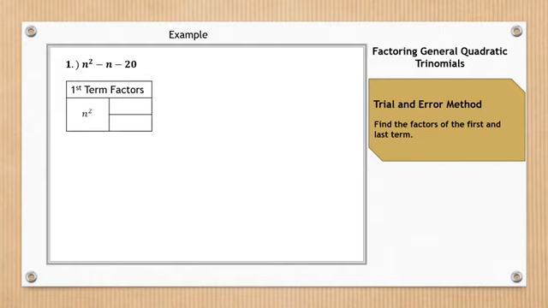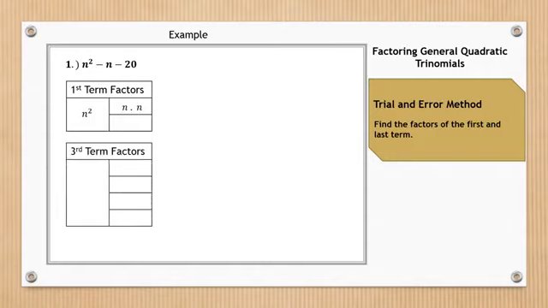So, factors of the first term, n squared, so you have n times n. Next, write down all the factors of the last term or the third term, that is 20. So you have 20 times 1, you have 5 times 4, and you have 10 times 2. Again, you write down where we will place our factors.